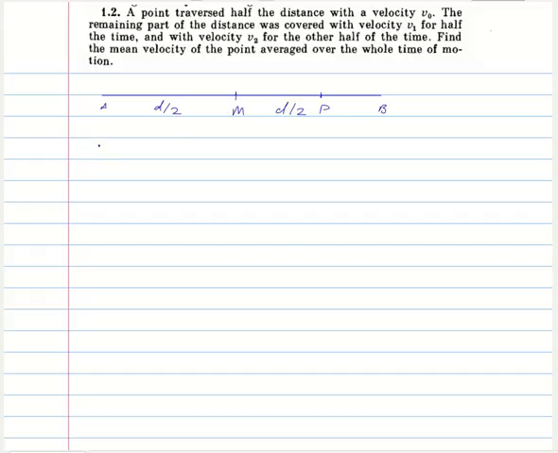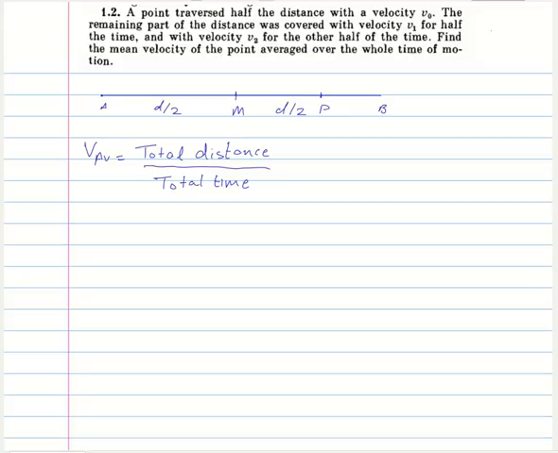So before we proceed with this problem, what is average velocity? V average is actually equal to total distance divided by total time taken.